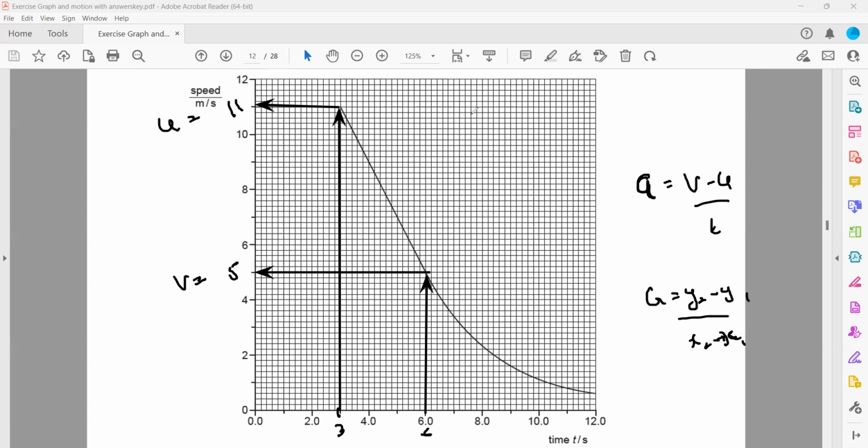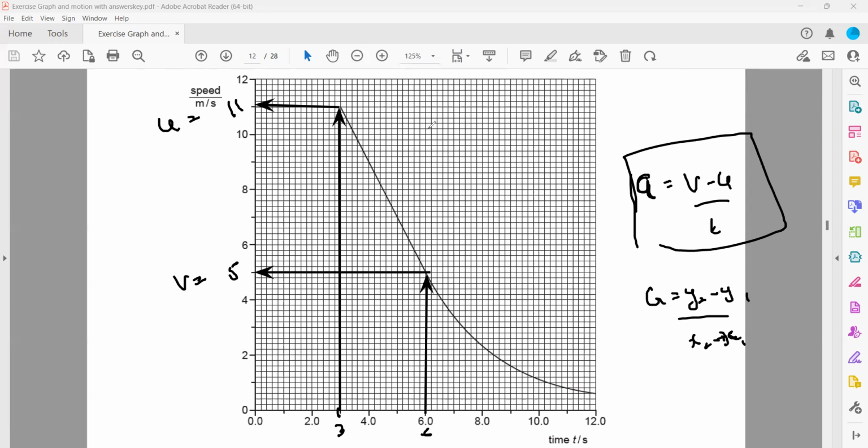If it is a curve, you cannot use a formula. You have to use a gradient for a curve. The gradient is valid for both a straight line and a curve, but the formula is only valid for a straight line. If it's a curve, you cannot use a formula.